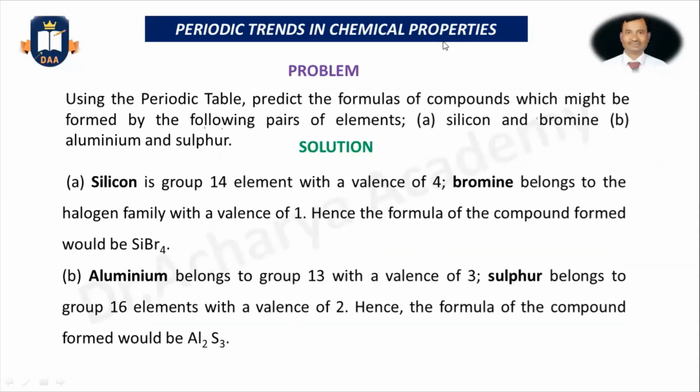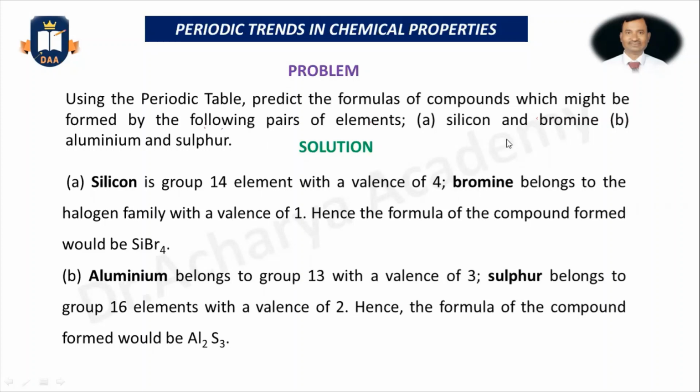Now I will discuss one problem. Using the periodic table, predict the formulas of compounds which might be formed by silicon and bromine, and another compound which will be formed by aluminum and sulfur. So what is the solution?